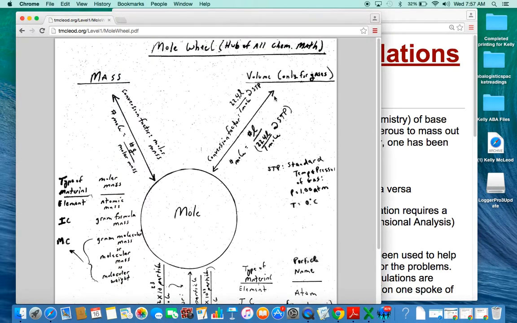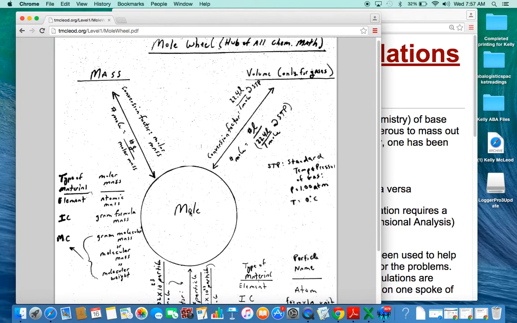Now what we're going to do is two-step calculations, which instead of going from a spoke to a hub or the hub to the spoke, we're going to go from a spoke through the hub, now let's say mass, to moles, and then to, let's say, volume. So we're going to go to another spoke in my analogy. Okay, it's a wheel, that's why we have spokes and hubs. If you haven't got that yet.